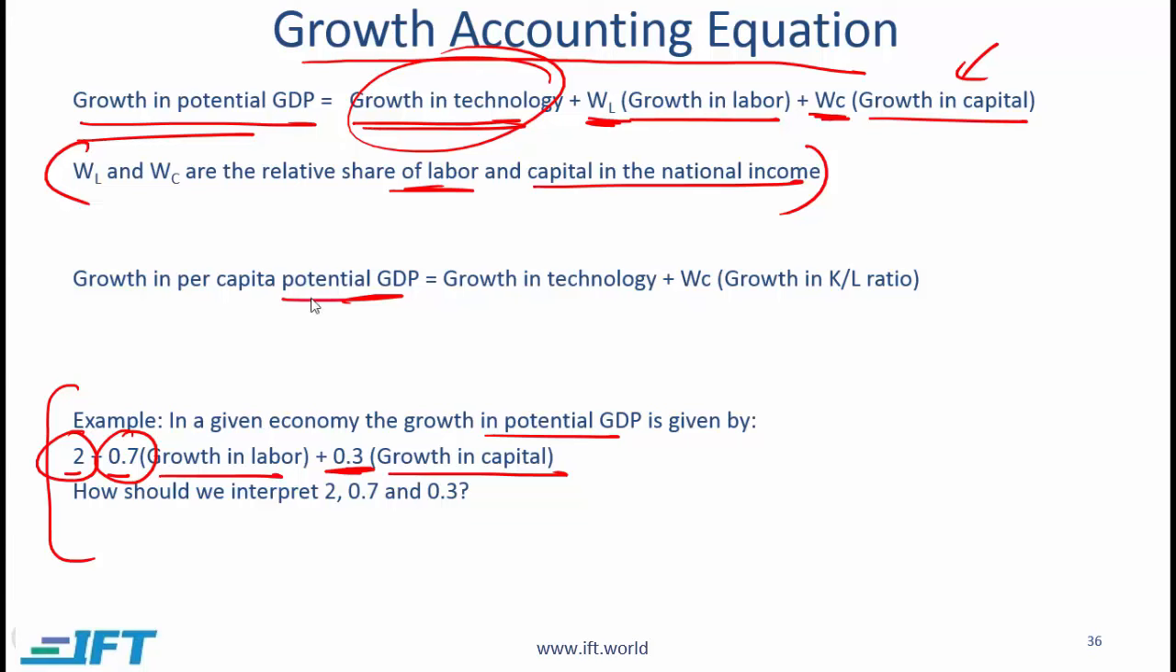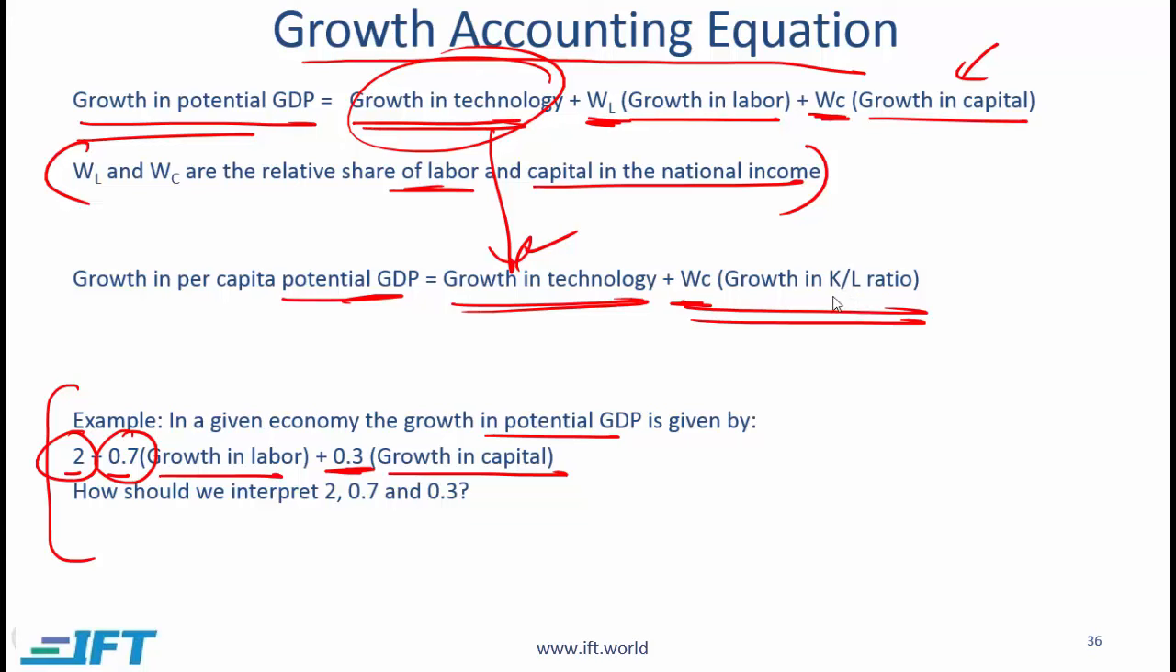The per capita potential GDP goes up based on growth in technology. If there is more technology, more efficiency, then each person is more productive. So this part of the expression stays. Instead of using WL times growth in labor, now that we are dividing by labor, we end up with this expression, WC into growth in the capital to labor ratio.